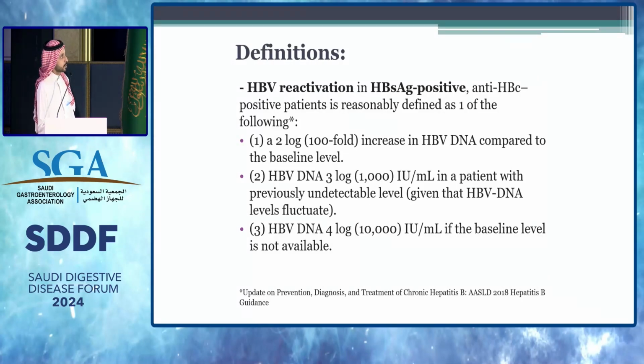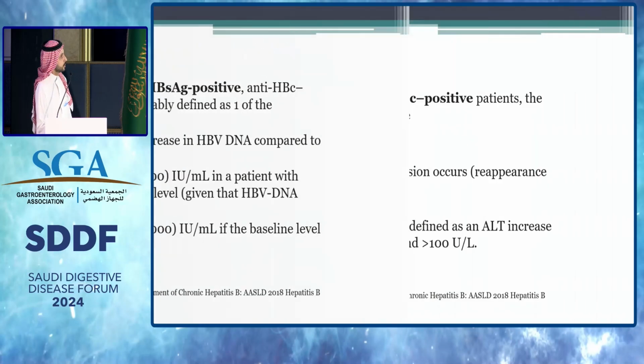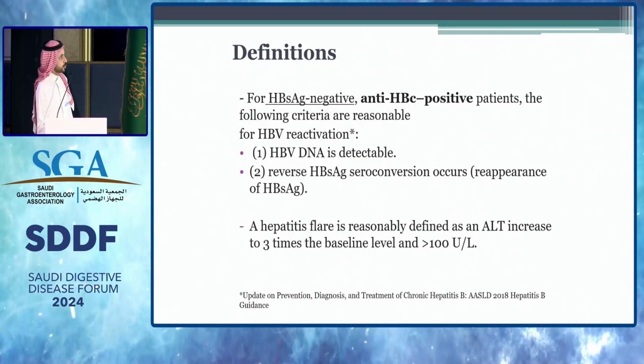I found it a good idea to start with some definitions just to set the stage. The best definitions are from the AASLD guidelines from 2018, which basically defined reactivation in surface antigen positive patients as one of these three: either a 2-log increase in DNA compared to the baseline, or a 3-log increase in a patient with a previously undetectable level, or a 4-log if your baseline level is not available. For surface antigen negative but core positive patients, it's either a detectable DNA or reverse seroconversion. They also defined the hepatitis flare as an ALT 3 times the upper limit of normal and more than 100.